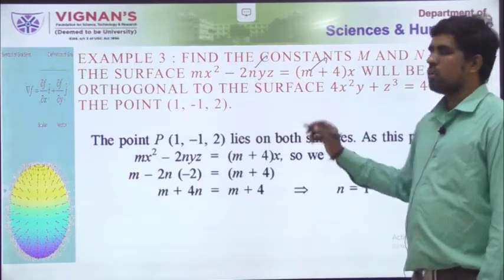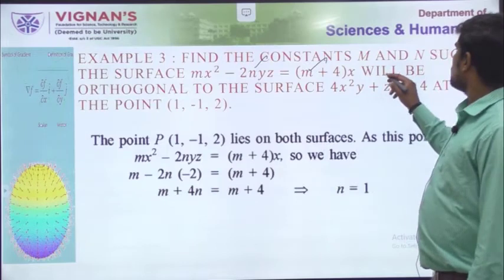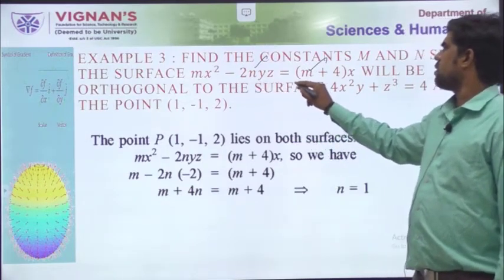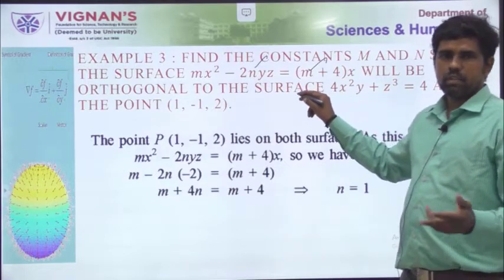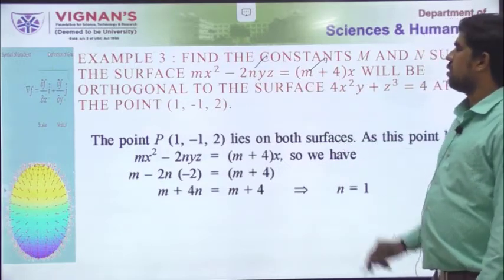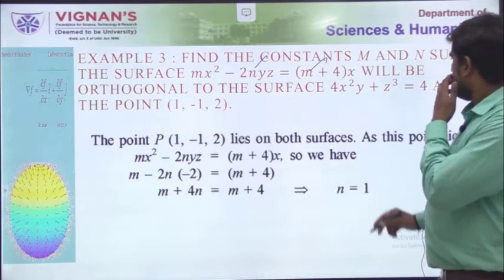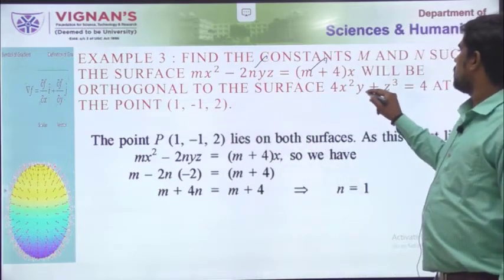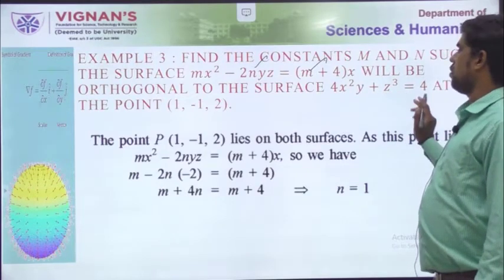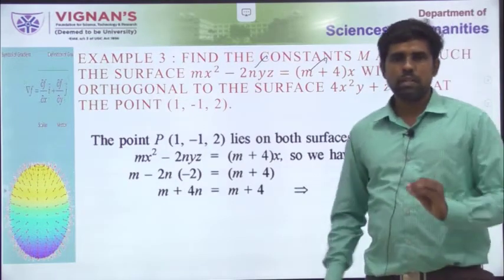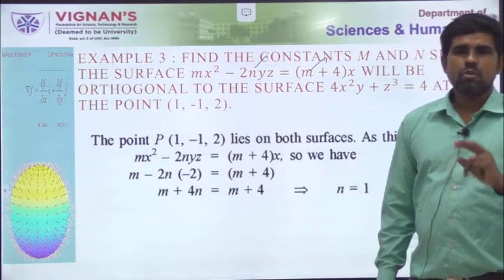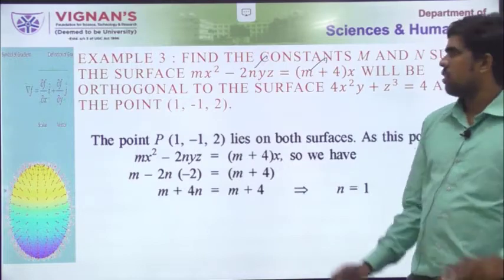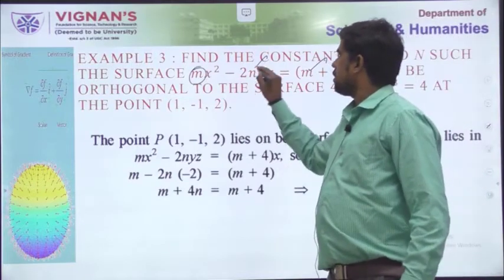So what is given? Read it carefully. Find the constants m and n such that the surface m x square minus 2 n y z, a function of three variables, surface m plus 4 into x, will be orthogonal to the surface 4 x square y plus z cube is equal to 4 at some point. So at that point it is orthogonal. So two surfaces are given to you. Of course, in a surface some constants are missing.